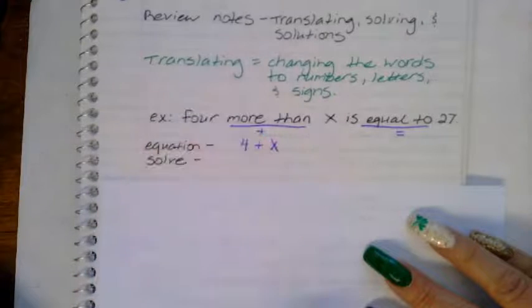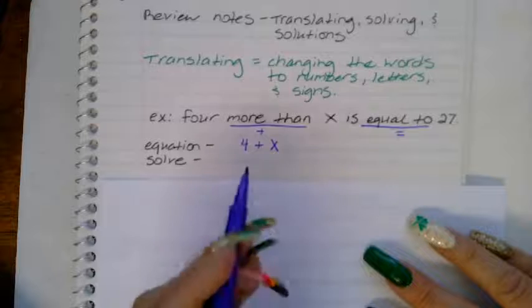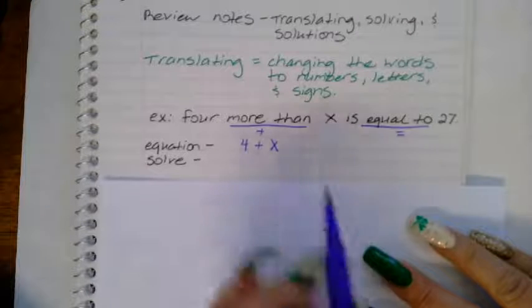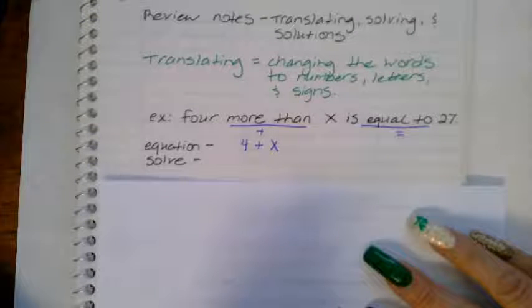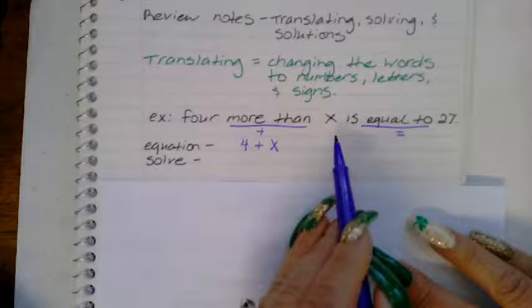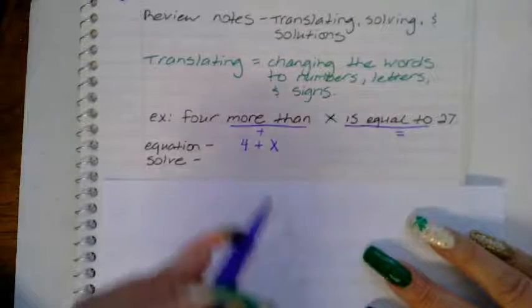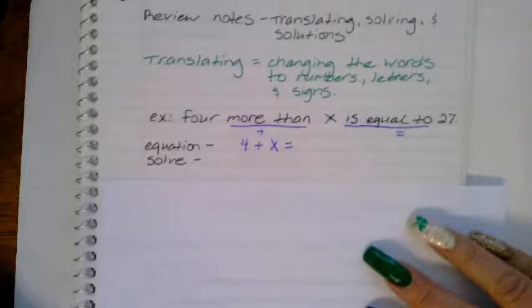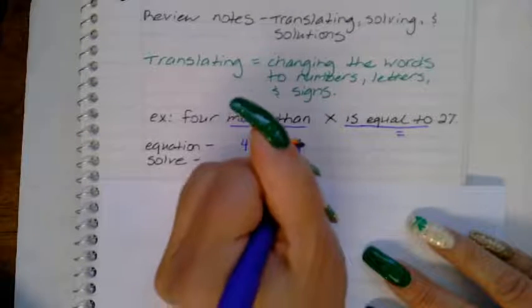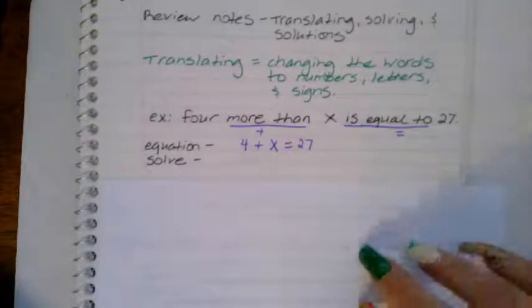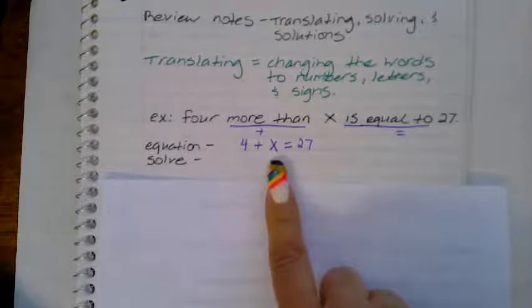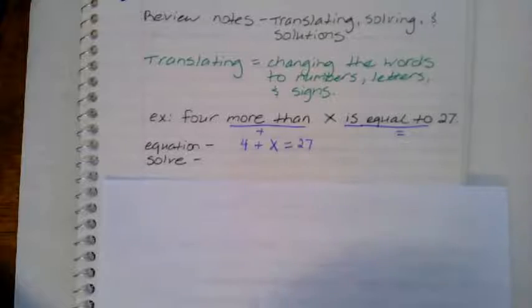When we're adding, it doesn't matter what direction. So the x could go there, we could flip-flop it, it would mean the same thing, because when we add, we're going to get the same answer. And then "is equal to" is our equal sign. And then we bring on that 27. So that's your first answer in your first box: 4 plus x equals 27.